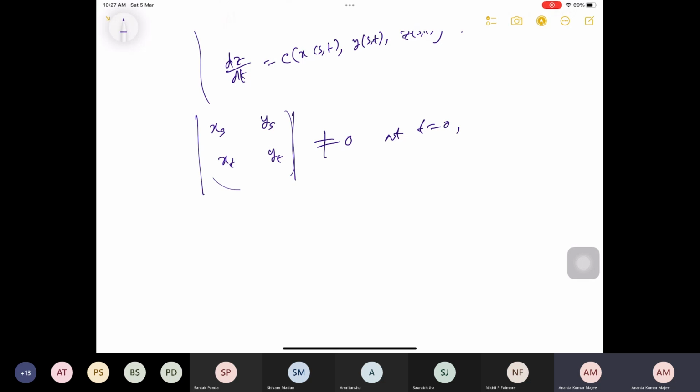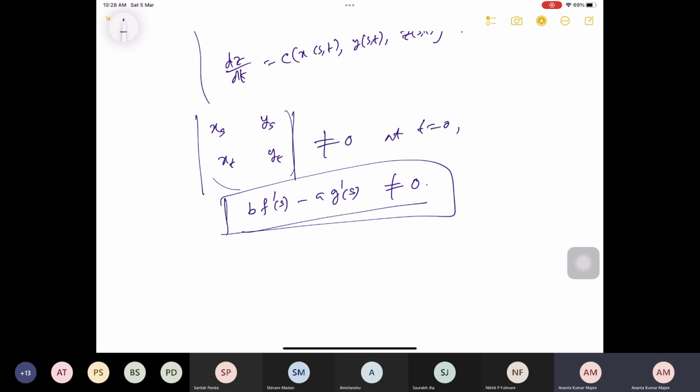So if this is not equal to 0 at t equal to 0, then what I have here is b f'(s) minus a g'(s). This should be not equal to 0. Is it not? So if this condition is given, meaning if my gamma is given, meaning a solution on gamma, I want to find my parameterization such that this holds. Then I can use the inverse function theorem and so on, and find my solution. So I need this condition to ensure the local existence of the solution.